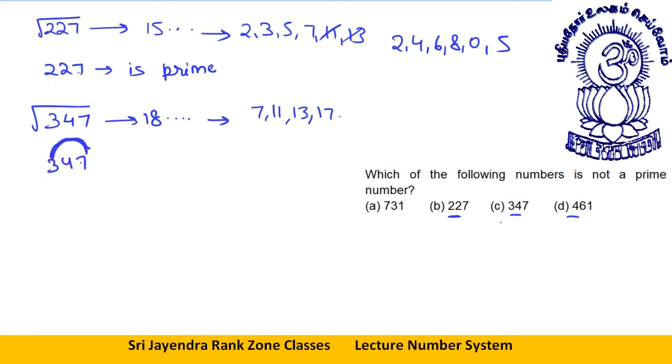7 plus 3 is 10. 10 minus 4 is 6. Not divisible. 347 by 13: 26, 87, 78, 9 remainder. Not divisible. 7 removed, 11 removed, 13 removed. Last.